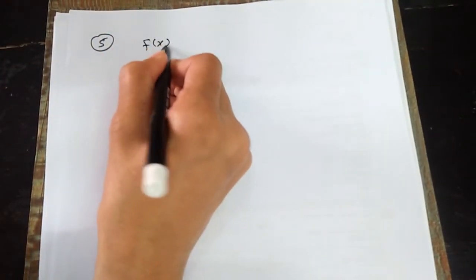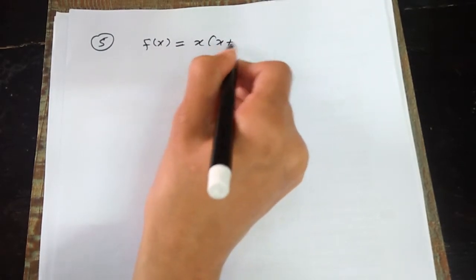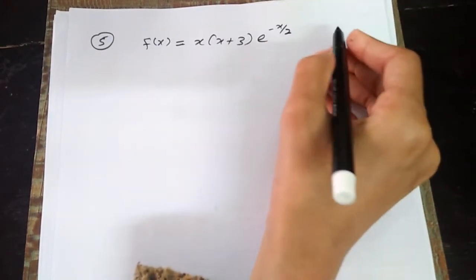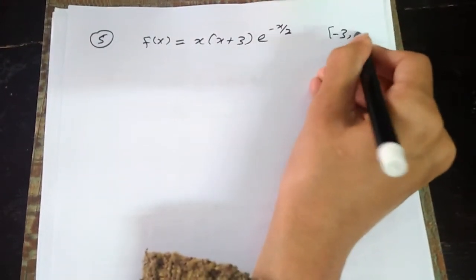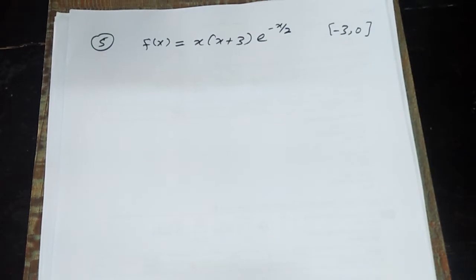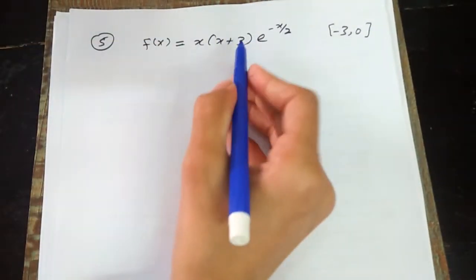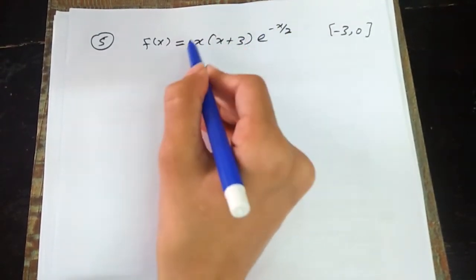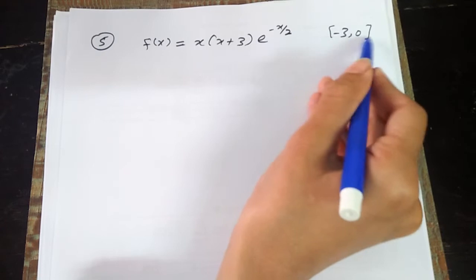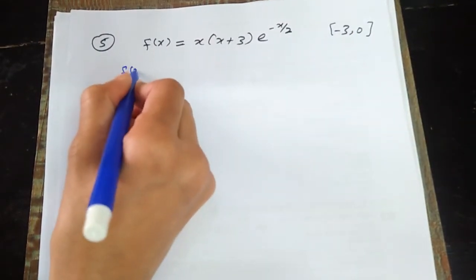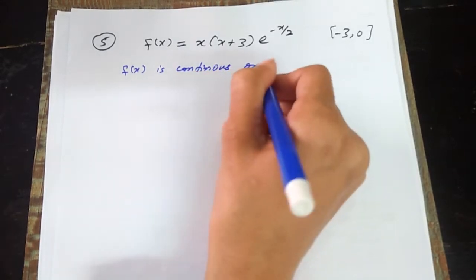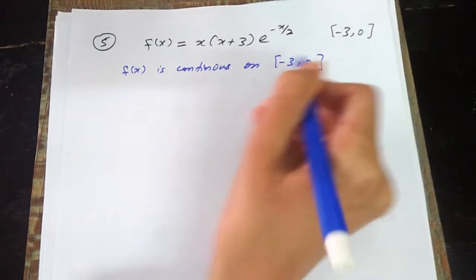Question number 5 is f of x equals x into x plus 3 e raised to power minus x over 2, and your interval is minus 3 to 0. First of all, this function is continuous, and in this whole interval we will get no undefined answer anywhere. So f of x is continuous on this closed interval minus 3 to 0.